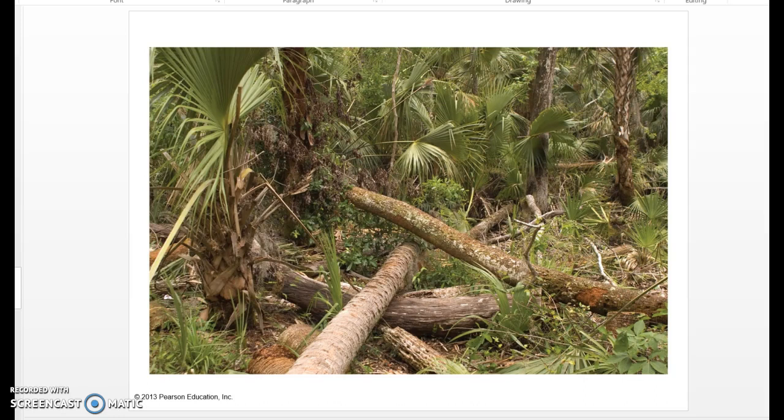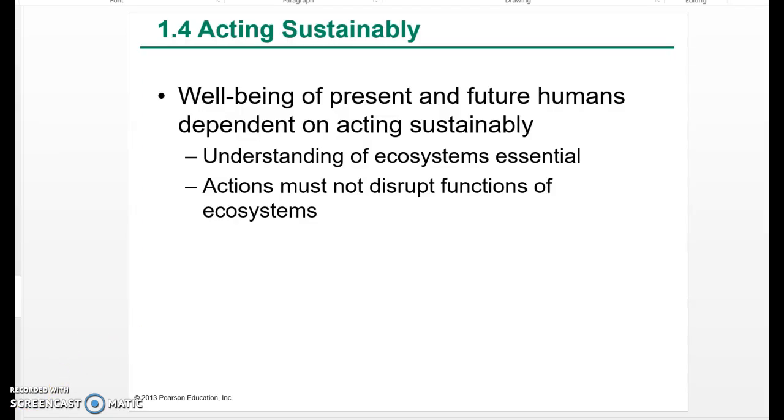So you can see here, this is an ecosystem in Silver Glen Springs. It's a palmetto jungle in the Ocala National Forest in Florida, and it was disturbed by Hurricane Frances in 2004. But you know what? These areas leave room for new ecosystems to form. When trees fall, guess what? New trees can grow up, because sometimes those big trees block the sun from coming in. So it's not always a bad thing.